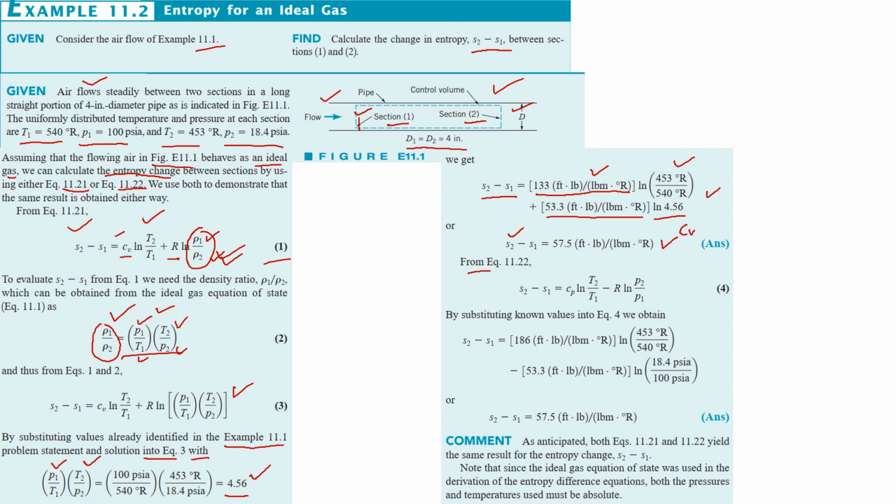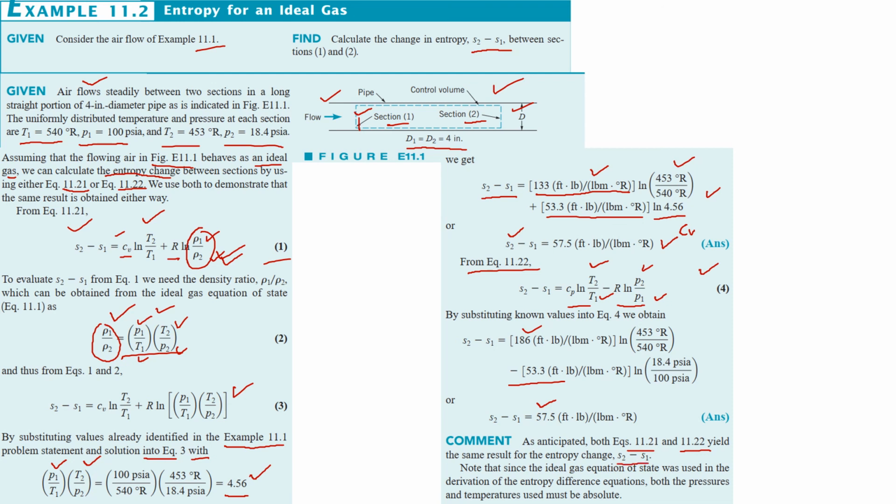Now let's use equation 11.22 and see if this value changes or not. We will write this equation as such, and then we just have to input the values because we know all the values P2, P1, T1, T2. When we input them in this equation, we get the same change in entropy that we had from this equation right here. So what does this tell us? As anticipated, both equation 11.21 and 11.22 yield the same result for entropy change S2 minus S1.